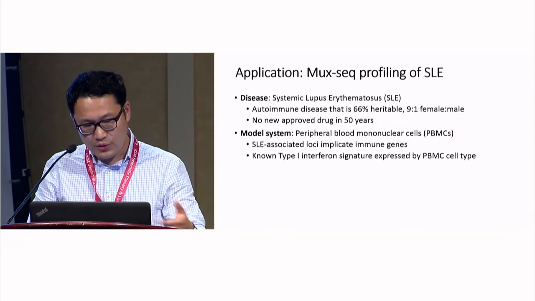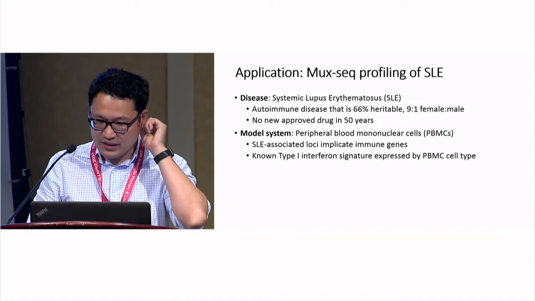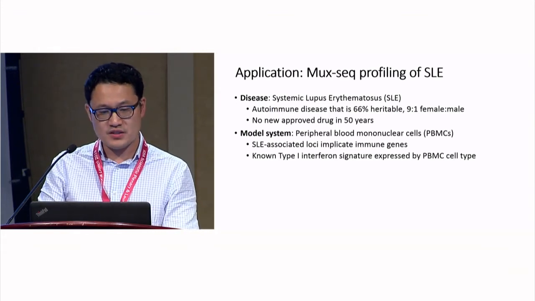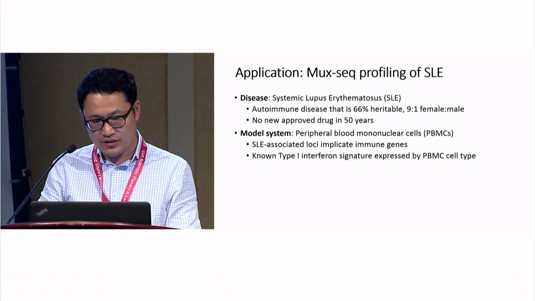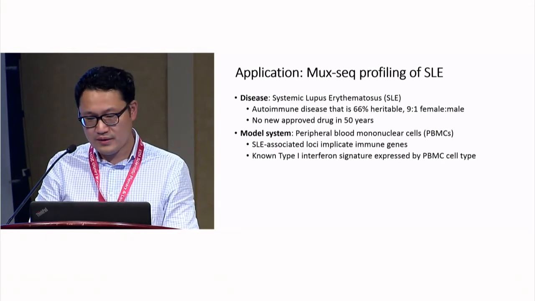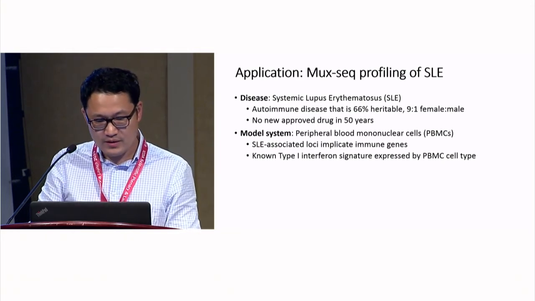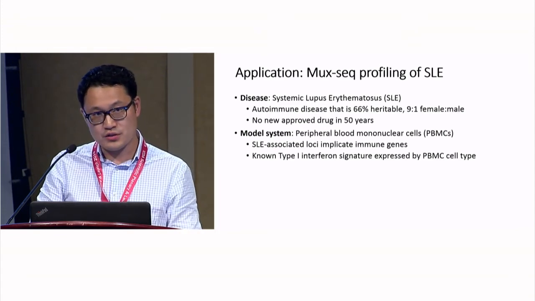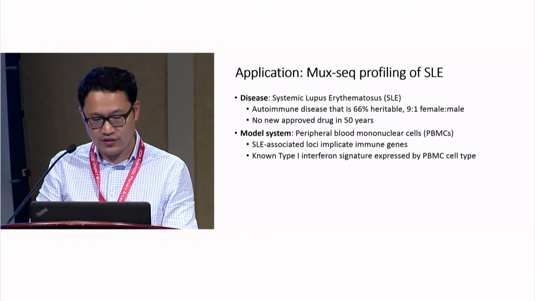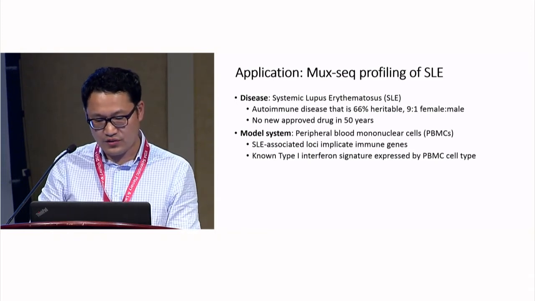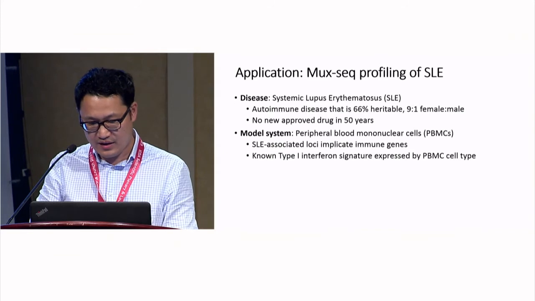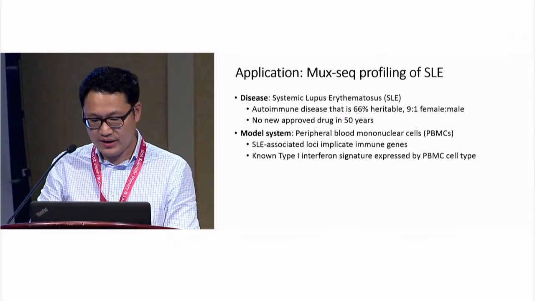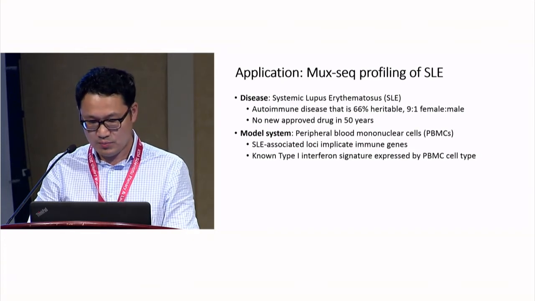So for the rest of the talk, I want to show an example of the application of MuxSeq to profiling a human disease. This is systemic lupus erythematosus, which is a systemic autoimmune disease that's about 66% heritable and disproportionately affects women. There's been no new approved drug in the past 50 years. Peripheral blood mononuclear cells, or circulating immune cells, are a particularly good model for SLE, since many SLE-associated loci implicate a number of innate and adaptive immune genes. And there's a known type 1 interferon signature expressed in PBMCs of lupus patients.